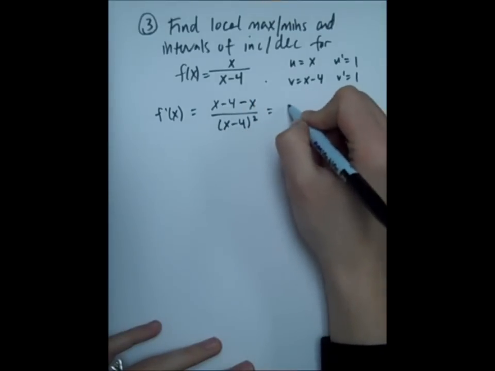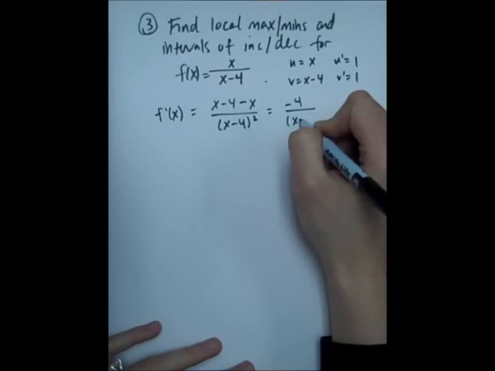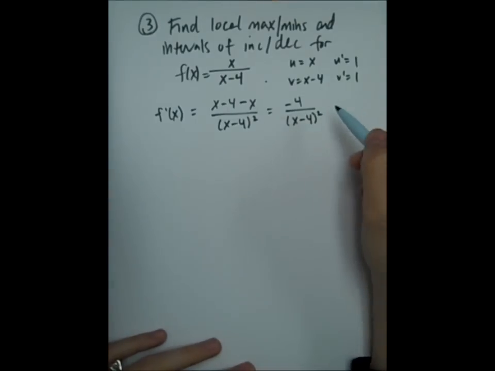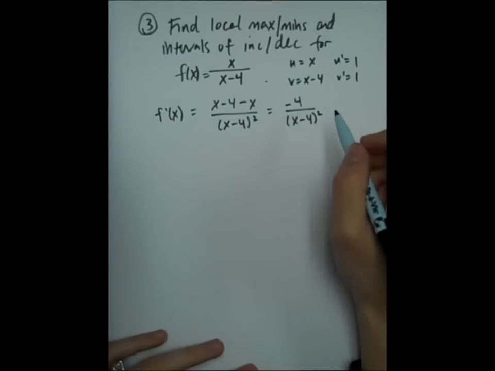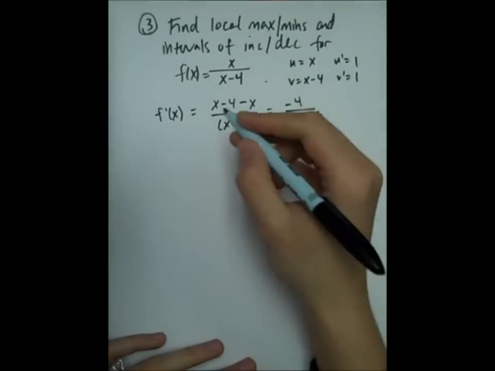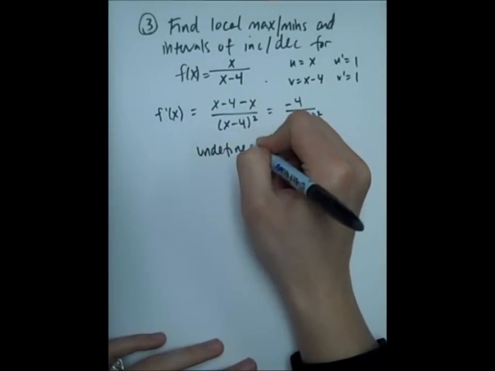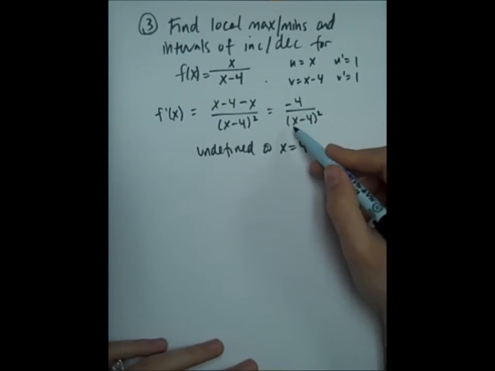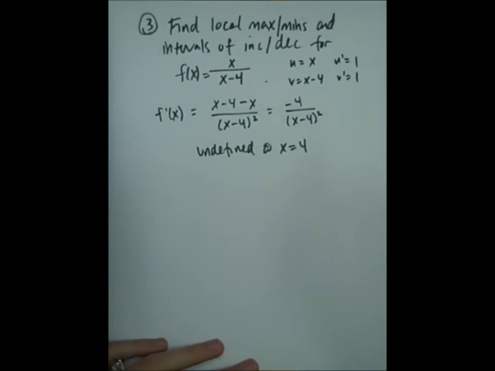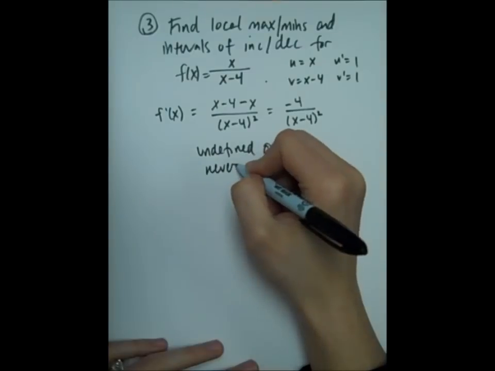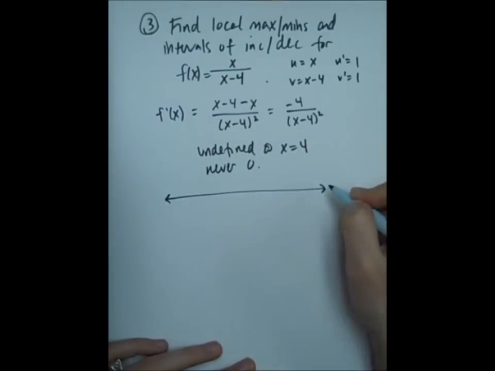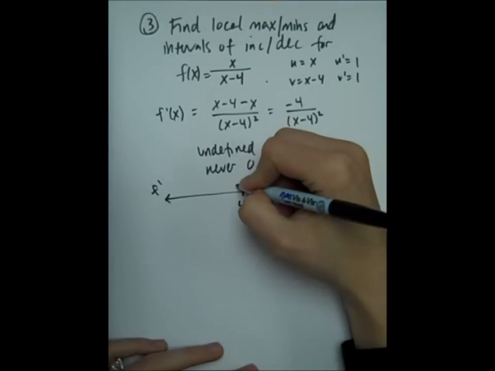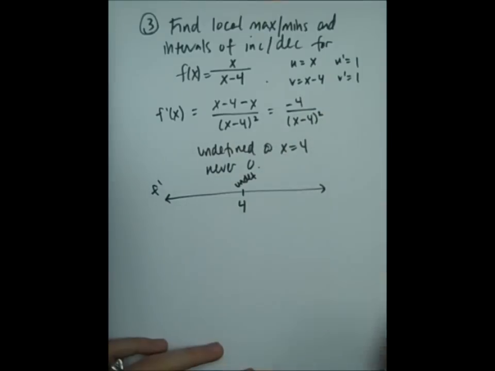Let's simplify this just a little bit: negative 4 over x minus 4 squared. Is this ever undefined? Definitely undefined where x is equal to 4. Is it ever 0? Well, the only way this fraction could be 0 is if the numerator is 0, so no, it's never 0. So on my number line, remember I'm going to label it f prime. I'm going to say that when x was equal to 4, the derivative was undefined.